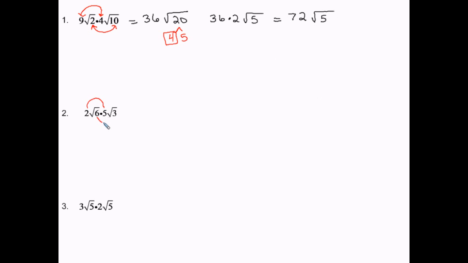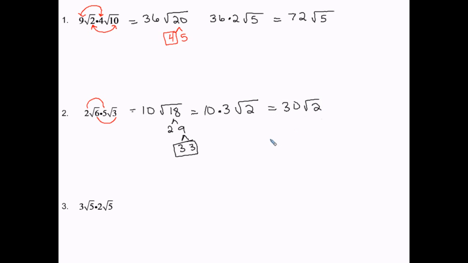2 times 5, 6 times 3, and I get 10 times the square root of 18. 18 is 2 times 9, and 9 is a perfect square, 3 times 3. So the 3 will come out, and the 2 gets left behind, and I get 30 times the square root of 2.